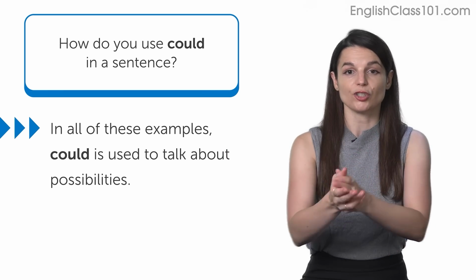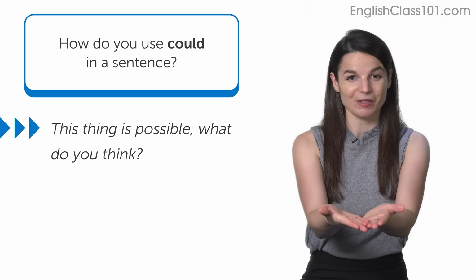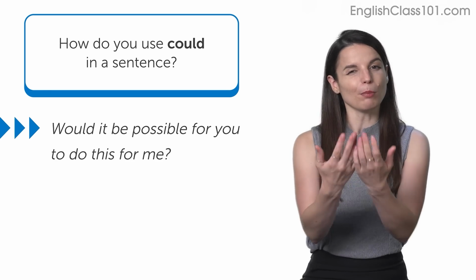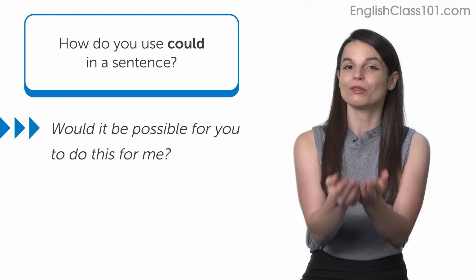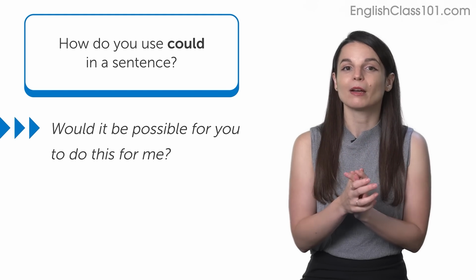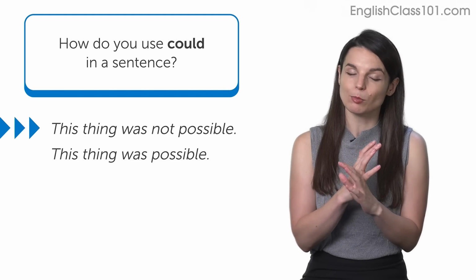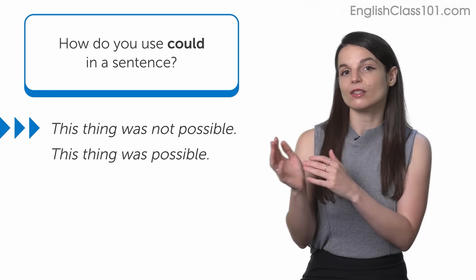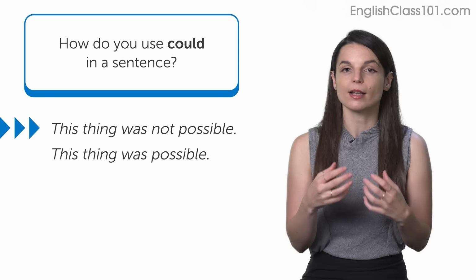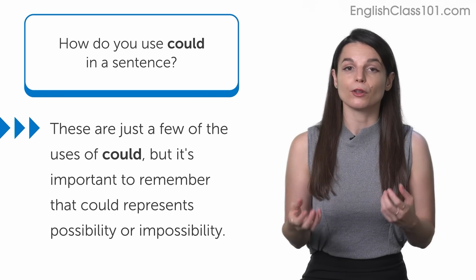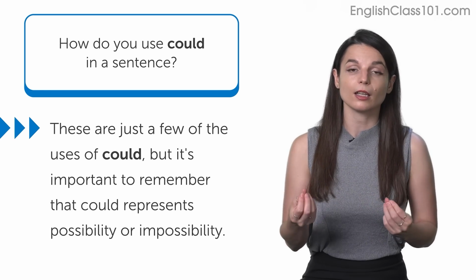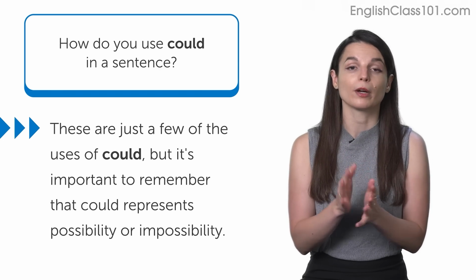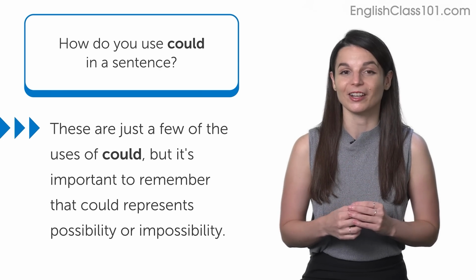When you're making a suggestion to your friend, you're saying, this thing is possible. What do you think? When you're making a request to someone else, you're saying, would it be possible or is it possible for you to do this for me? When you're talking about the past, you're saying, this thing was not possible or this thing was possible, right? So all of these uses of could reflect possibility. So again, these are just a few of the uses of could, but the key here is to remember that could is very closely related to possibility or impossibility when you use the negative form.